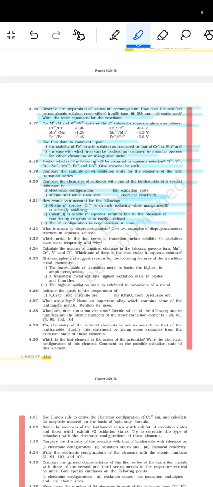The d1 configuration is very unstable in the ions. What is meant by disproportionation? Give two examples of disproportionation reactions in aqueous solution. Which metal among the first three of the transition metals exhibits the +1 oxidation state most frequently, and why?